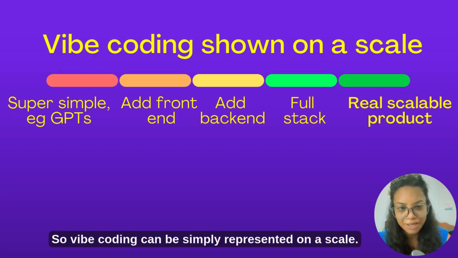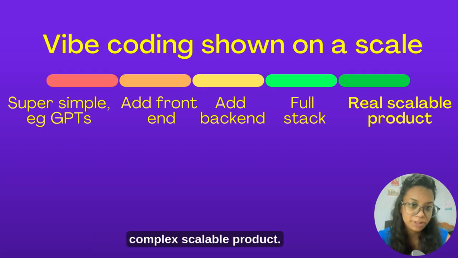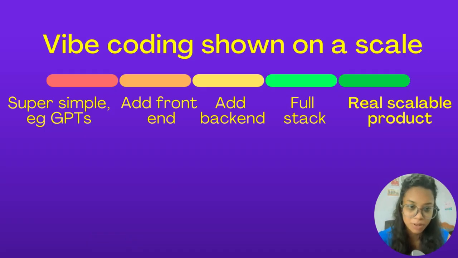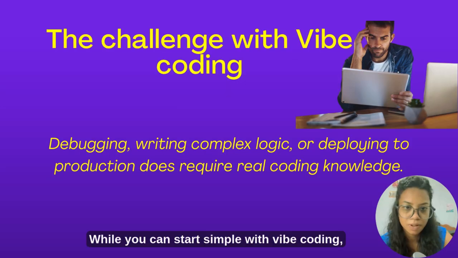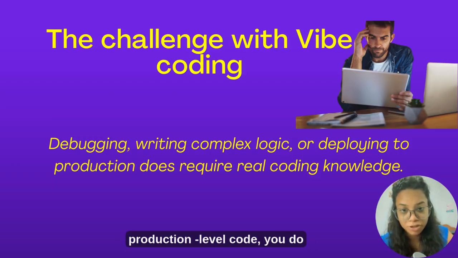So vibe coding can be simply represented on a scale. You can go from super simple to a really complex, scalable product. While you can start simple with vibe coding, when you're looking at deploying production level code, you do need real coding knowledge. So just start small.